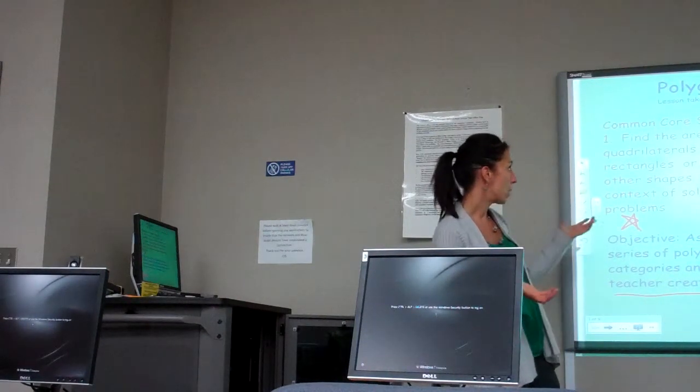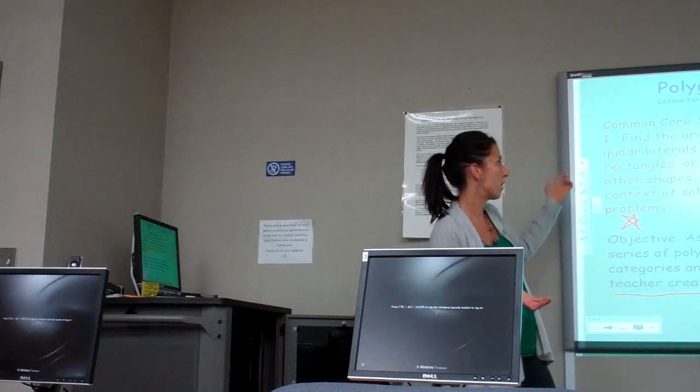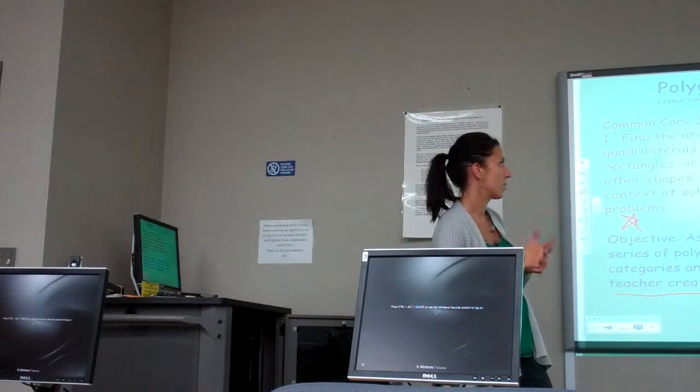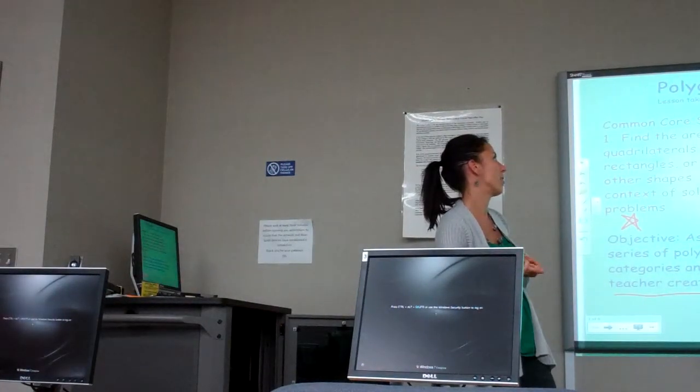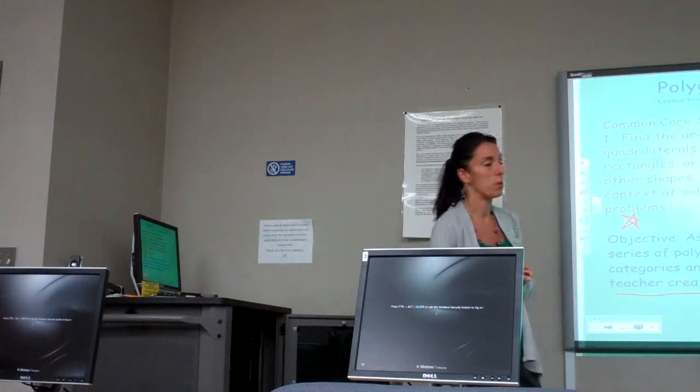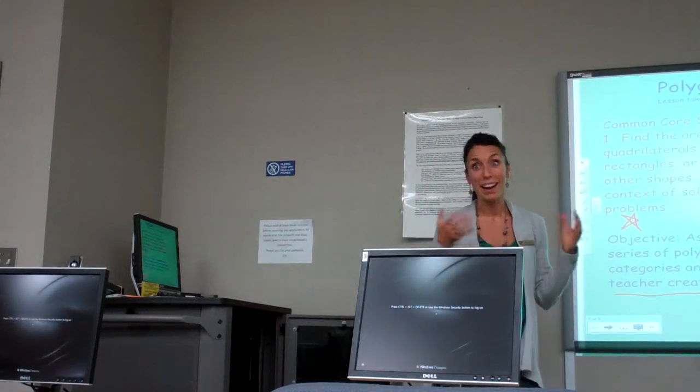Okay, so my Common Core standard is about finding the area of right triangles, special quadrilaterals, and polygons by composing them into rectangles or decomposing them into triangles and other shapes, and applying these techniques in the context of solving real-world and mathematical problems. It's a lot to unpack.